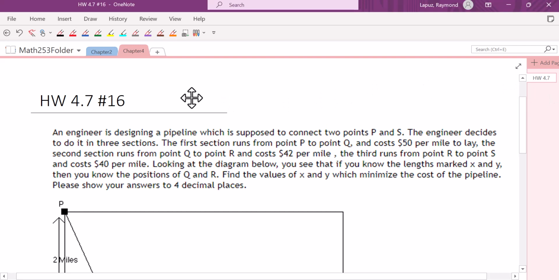In this problem, they're asking us to look at an engineer's design of a pipeline that connects the point P to S. The engineer decided to do this in three sections. The first section runs from the point P to Q, and it costs $50 per mile to lay. The second runs from Q to R, costing $42 per mile. And the third runs from R to S, and that costs $40.